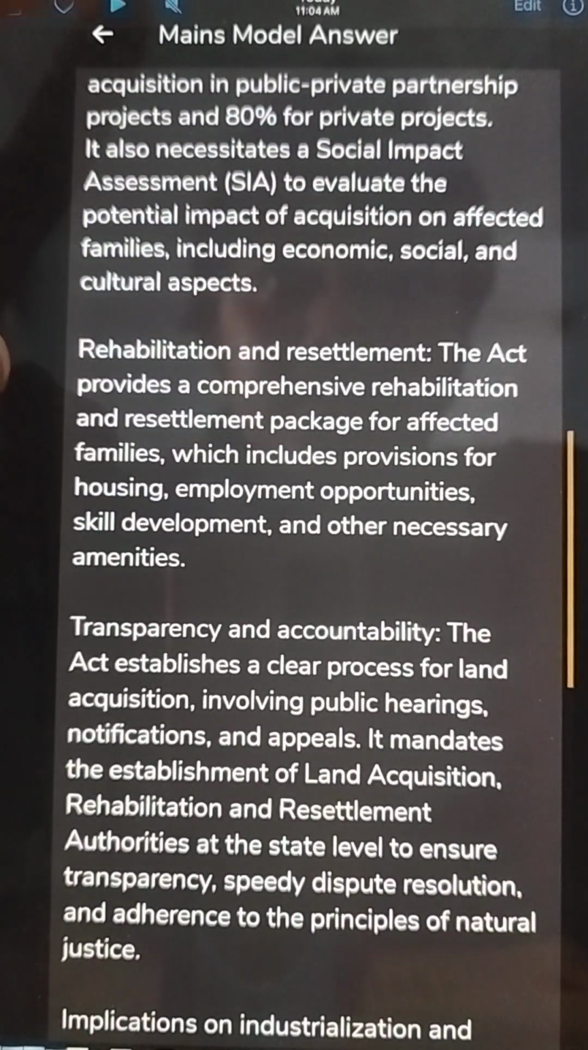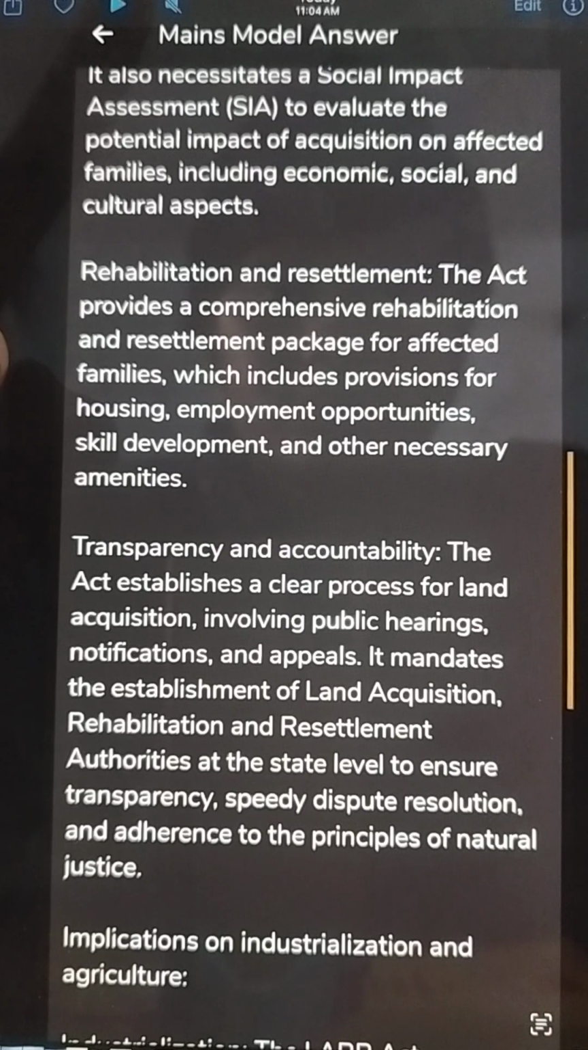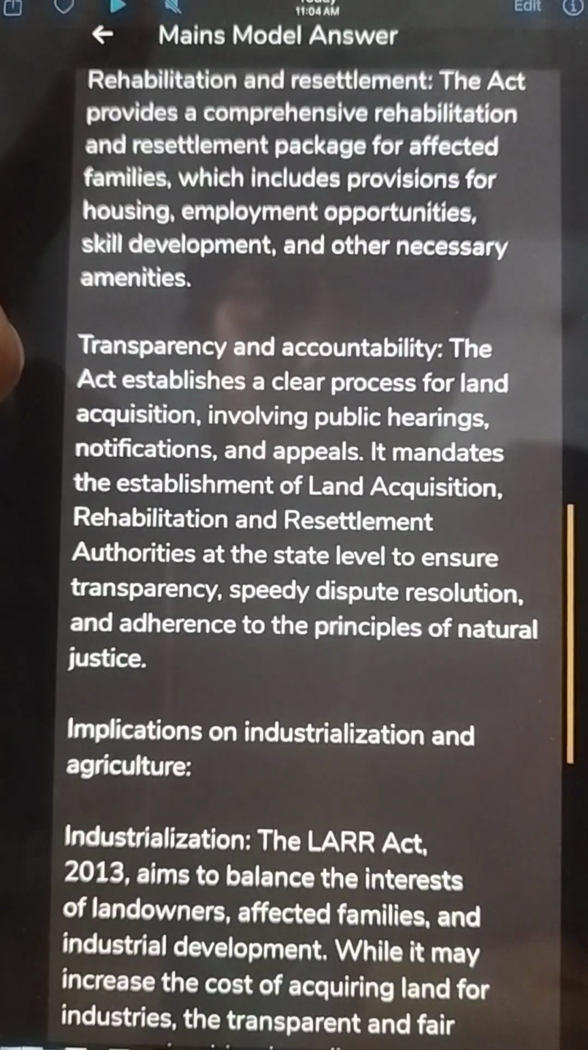Then comes transparency and accountability. The Act establishes a clear process for land acquisition involving public hearings, notifications, and appeals. It mandates the establishment of land acquisition, rehabilitation, and resettlement authorities at the state level to ensure transparency, speedy dispute resolution, and adherence to the principles of natural justice.